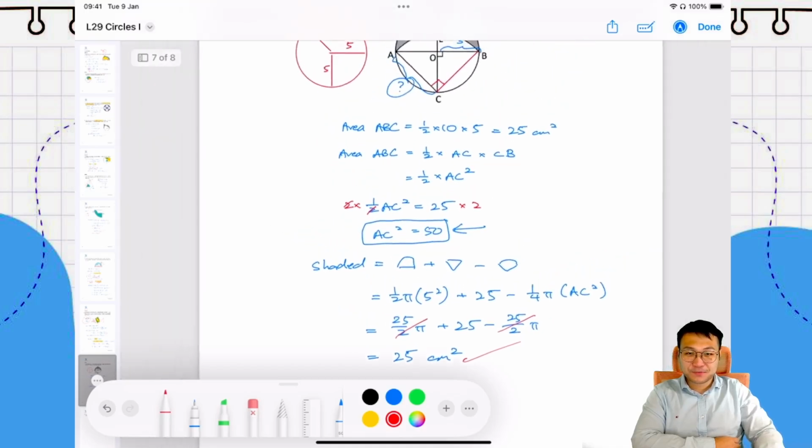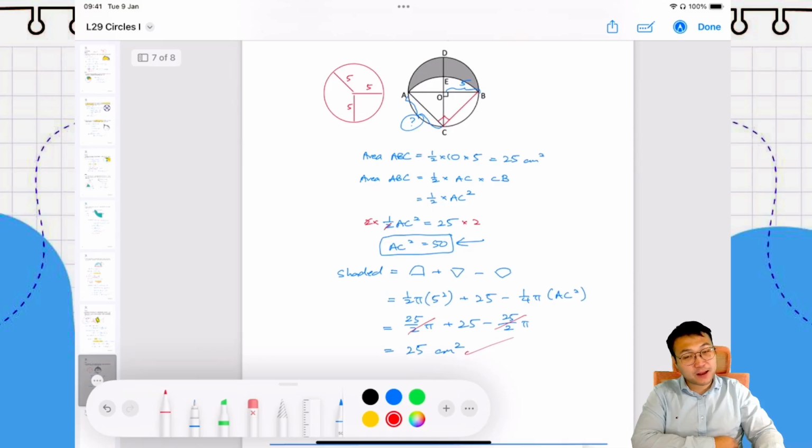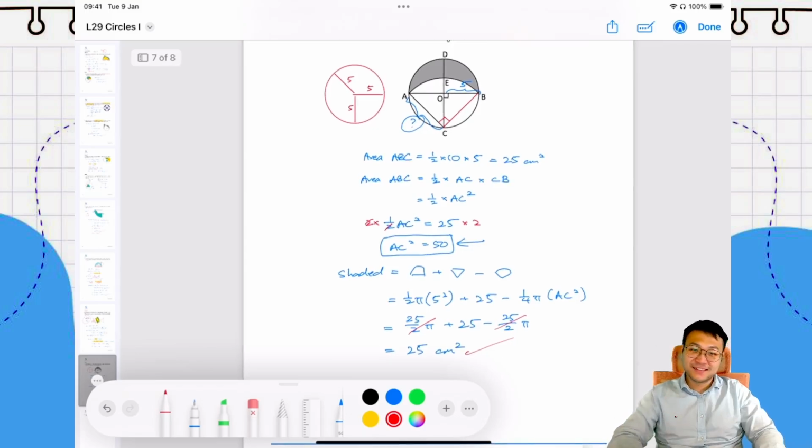Students, can you see? Don't complicate things. If you work in terms of pi, suddenly it cancels each other out. You don't even need to calculate pi. You don't even need 3.14 for this. Okay? Any questions?